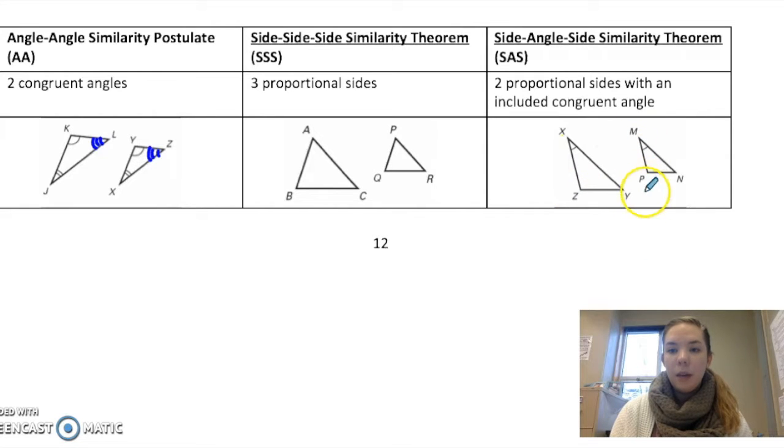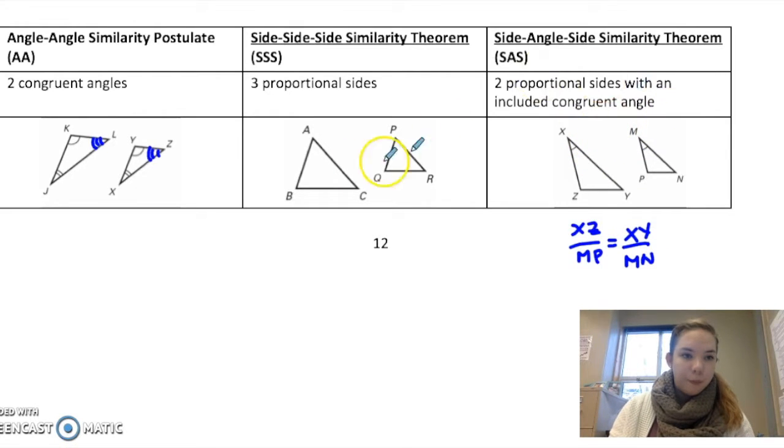XZ and MP are proportional, XY and MN are proportional. So, oh, that's not what I want. Here, XZ over MP is equal to XY over MN. And this angle is congruent in the middle.